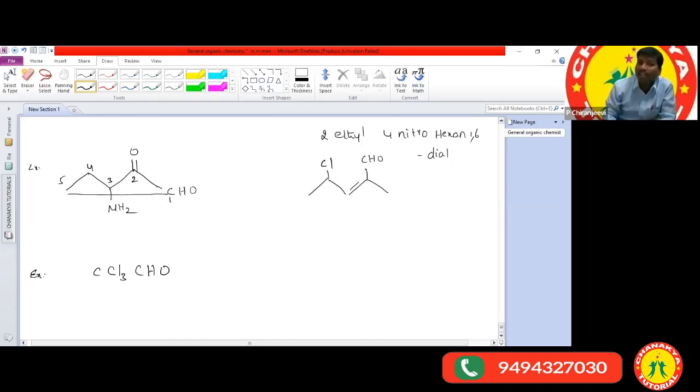The substituent has to get the least number. If you start the numbering from this side, you will get a bigger number. So that's why we are starting from this side only. And we also have to give first priority to the functional group. Now you got the clarity?